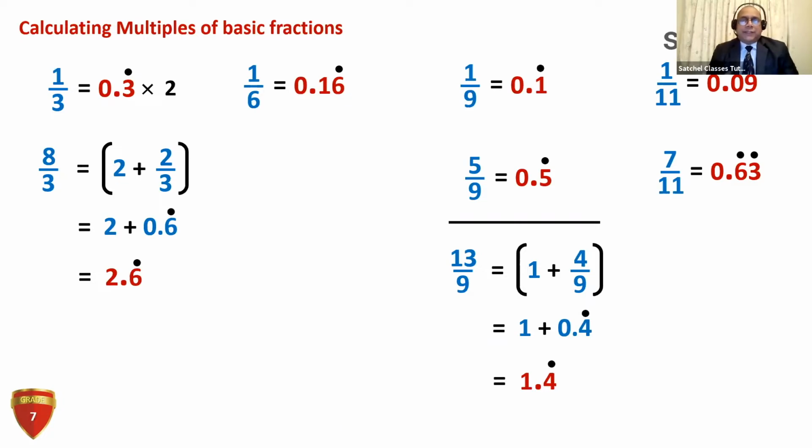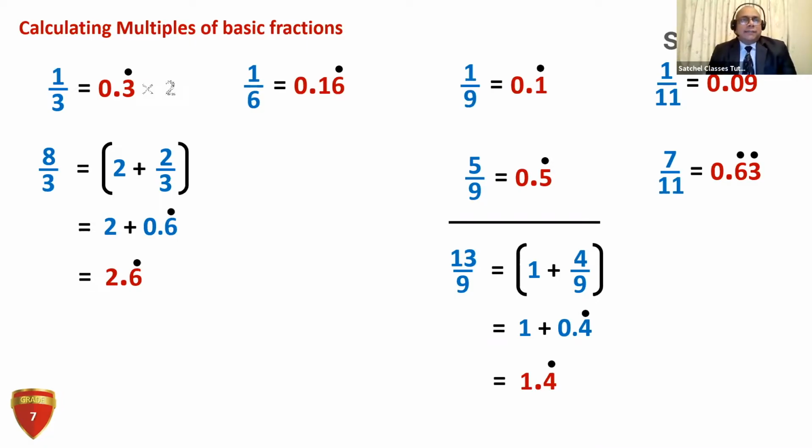Perfect. So did you understand the trick here? Know those four basic fractions. 1 over 3 is 0.3 recurring. 1 over 6 is 0.16 recurring, with only the digit 6 recurring. 1 over 9 is 0.1 recurring. And 1 over 11 is 0.09 recurring, with both 0 and 9 recurring.